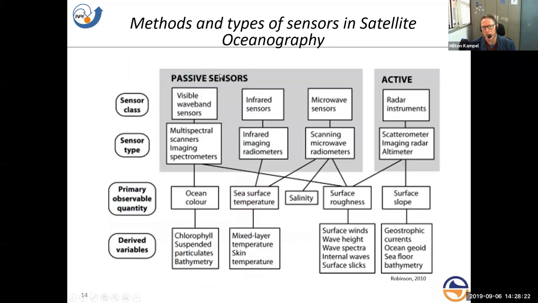Here we have a big picture of different types of sensors usually used in satellite oceanography. We have passive and active sensors. We are not going to deal with active sensors today, only passive sensors, especially in the visible, infrared, and passive microwave. And here we have different types, as I mentioned before, scanners or radiometers, most of them in our case today. The primary observable quantity is ocean color and sea surface temperature for today, and the derived variables of interest, we'll be talking about chlorophyll and sea surface temperature.